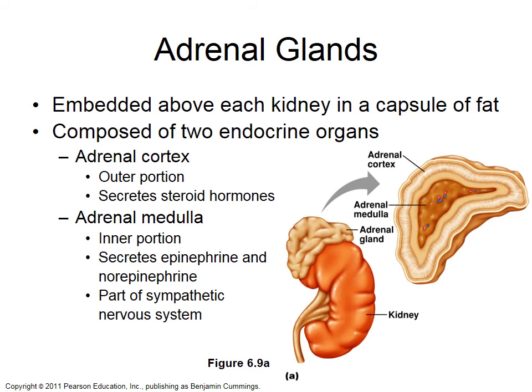So the adrenal gland has two functionally distinct areas. The medulla is in the middle and it secretes catecholamines. The cortex is the outer portion and it secretes steroid hormones. Your adrenal glands look like lumps of fat sitting on top of your kidneys, and you have two of them.